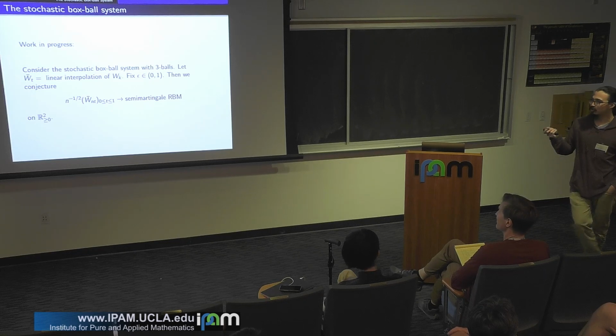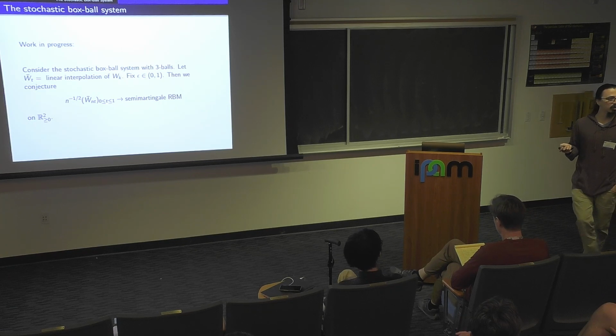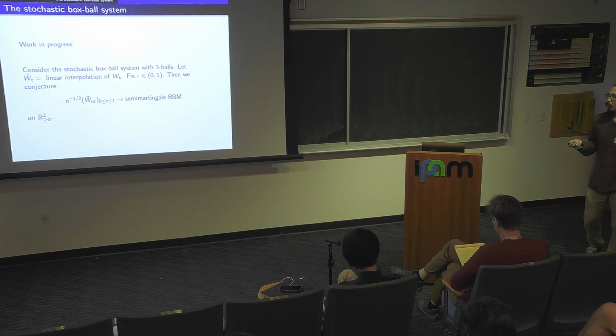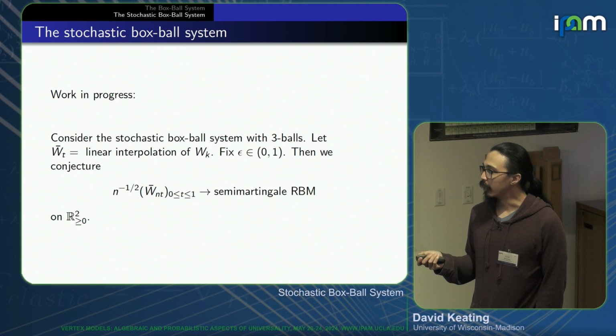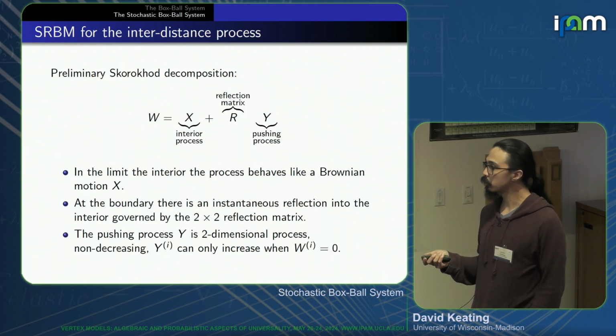So in the last few minutes, however long this takes me, I want to talk about what we're trying to prove, the scaling limit for the interdistance process. So we want to show that under appropriate rescaling, our interdistance process converges to a semimartingale reflecting Brownian motion.